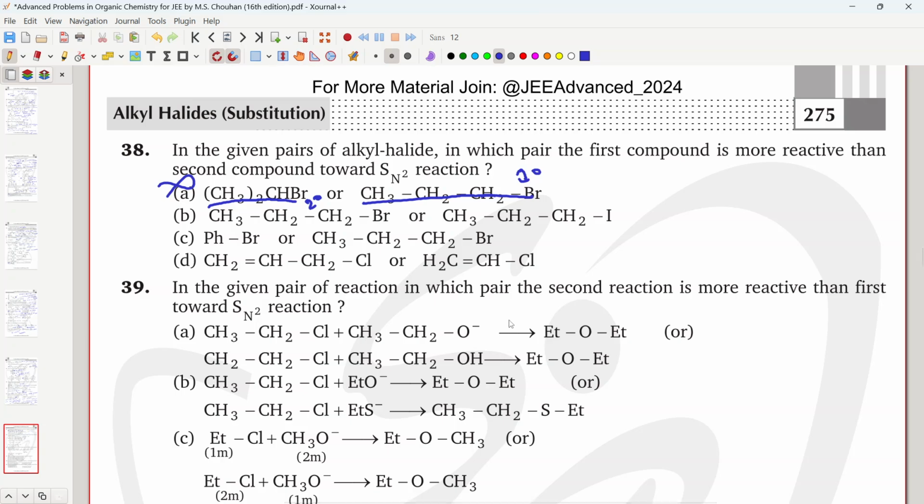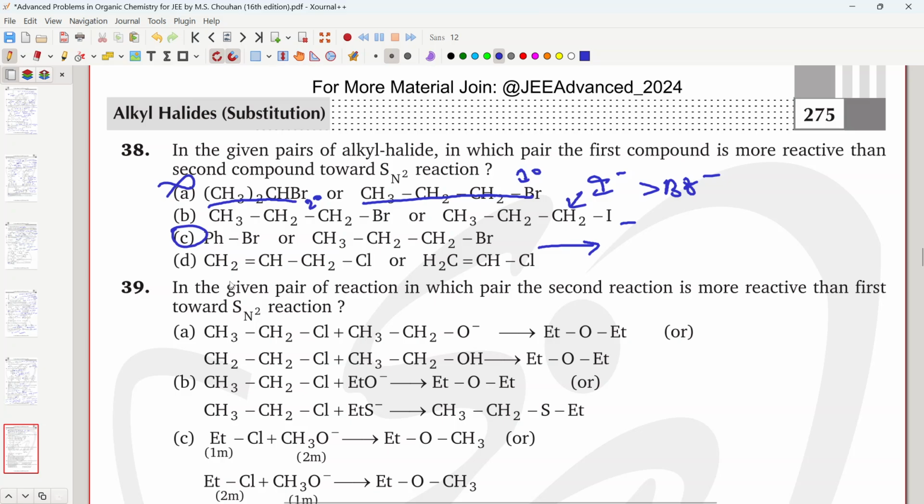Now for B, same substrate, different leaving groups. In this case, I minus is greater than Br minus. This is faster, obviously, so that's not it. Now for C, benzylic bromide versus n-propyl bromide. Benzyl bromide is exceptionally fast in SN2 due to resonance stabilization. So that means option C.